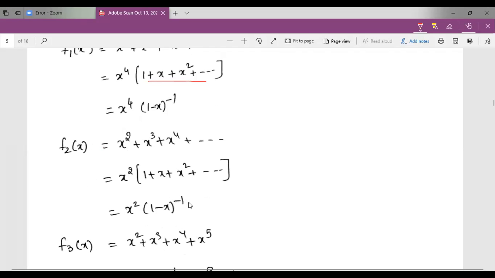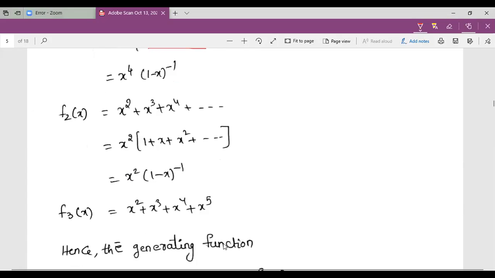1 minus x whole power minus 1. So f2 of x is equal to x square into 1 minus x whole power minus 1. Next, the condition for x3 is 2 less than or equal to x3 less than or equal to 5. So x3 value is between 2 to 5, and x3 can take the values 2, 3, 4, 5. So f3 of x is equal to x square plus x cube plus x power 4 plus x power 5.